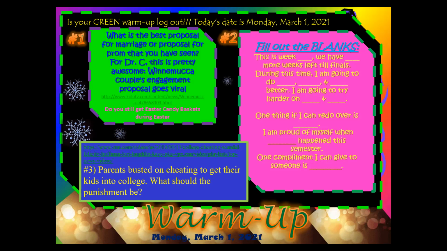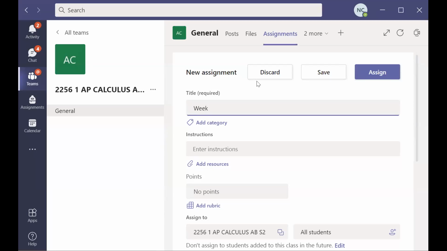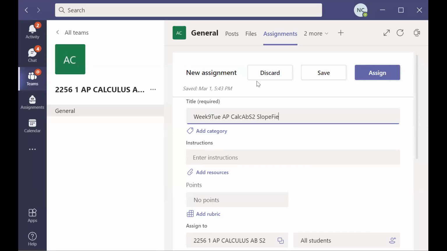Let's go ahead and create the assignment for this class. So week 9, Tuesday, AP Calculus AB, semester 2. Today we're going to talk about slope fields, day 2, with equations.